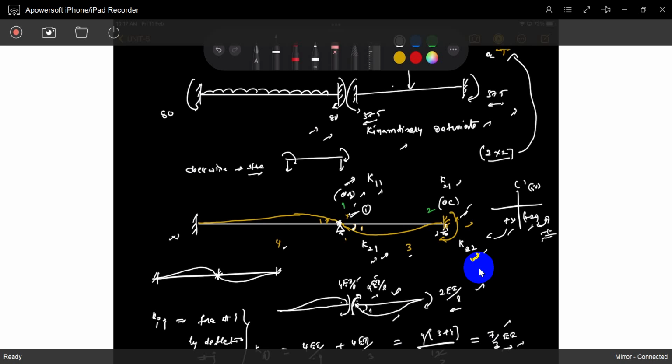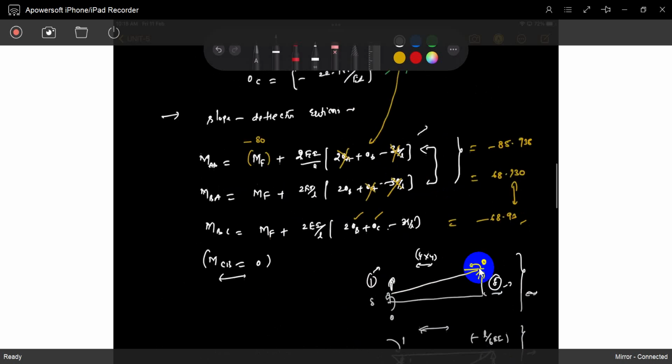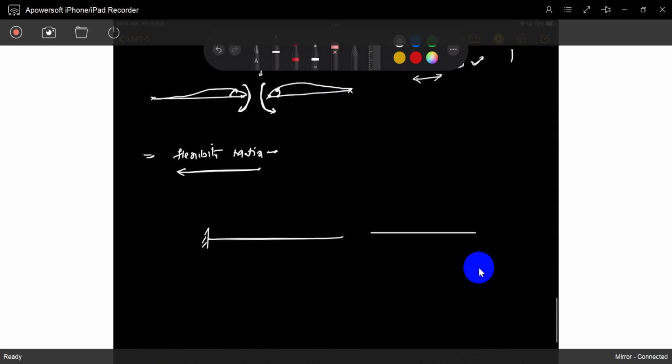In a flexibility matrix, we release a static indeterminacy. For that released structure only, we can find out the deflection and slopes. If you take a beam like this, you can never find out the slope and deflection here, because it's fixed.